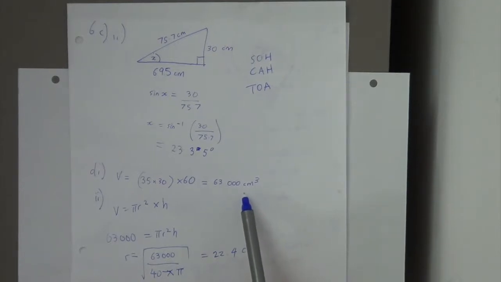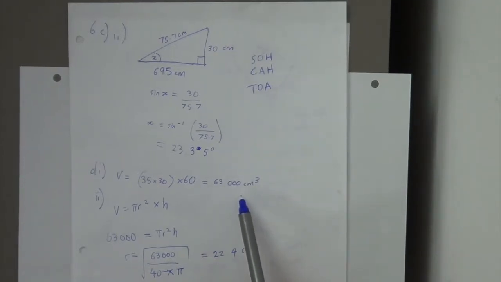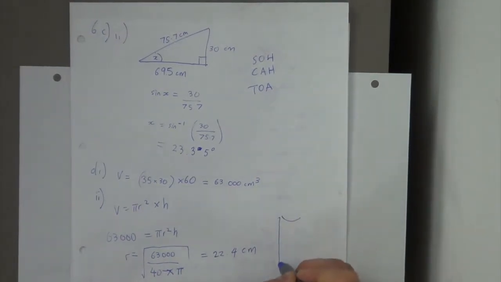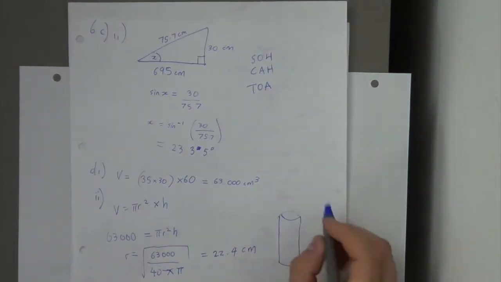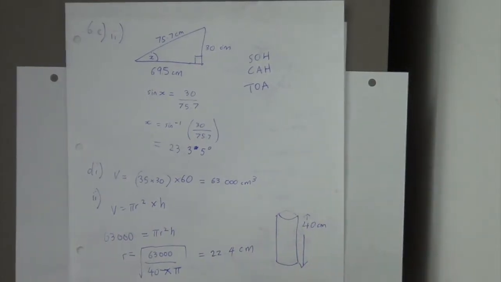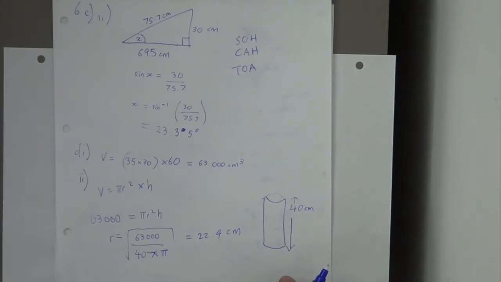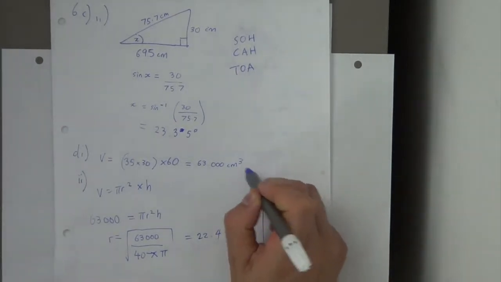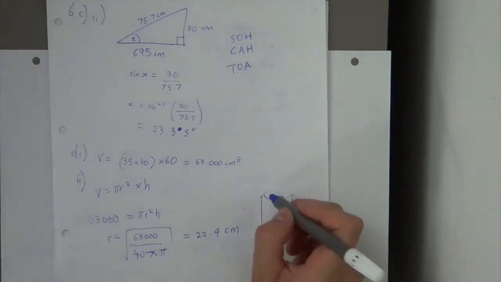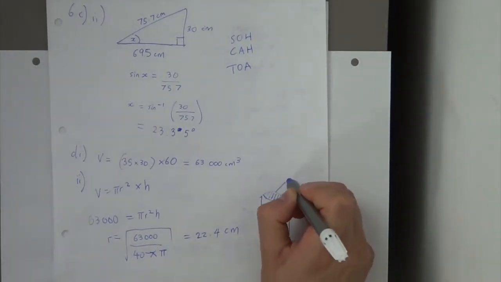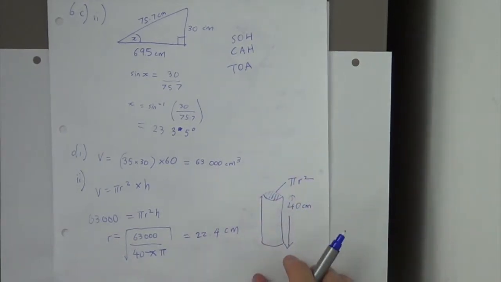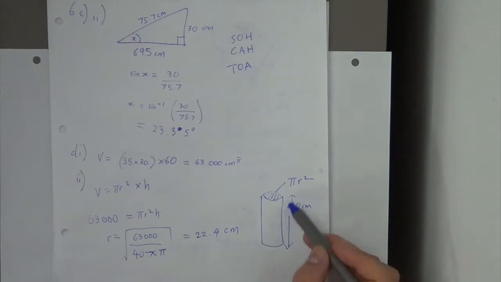Next question. A cylinder of height 40 centimeters. Okay, so here's my cylinder. The height is 40 centimeters, okay? Has the same volume as the cuboid, so same volume as this. Calculate the radius of the cylinder. Okay, so this is still going to be pi r squared, the cross-sectional area, because it's a circle, and I know the height.